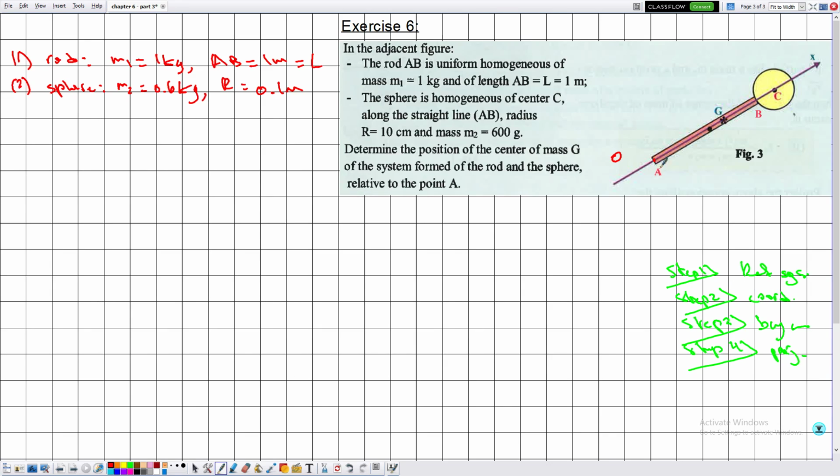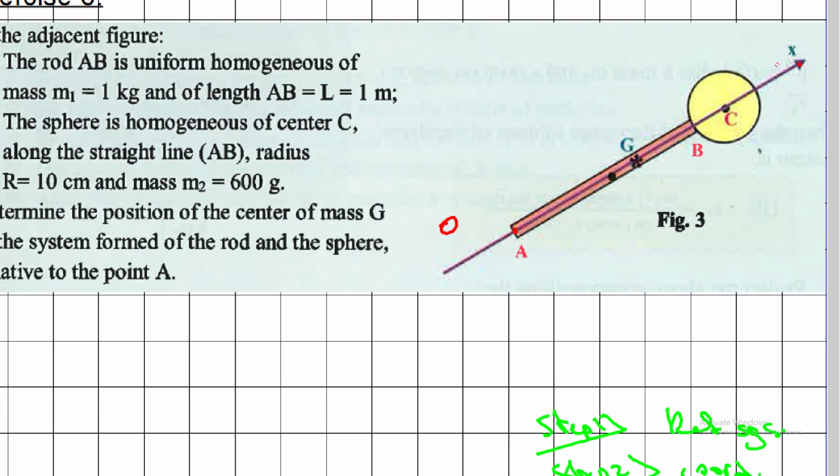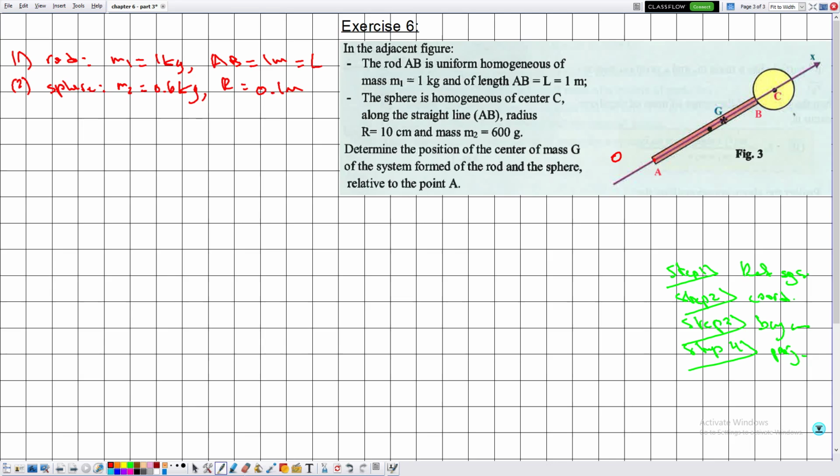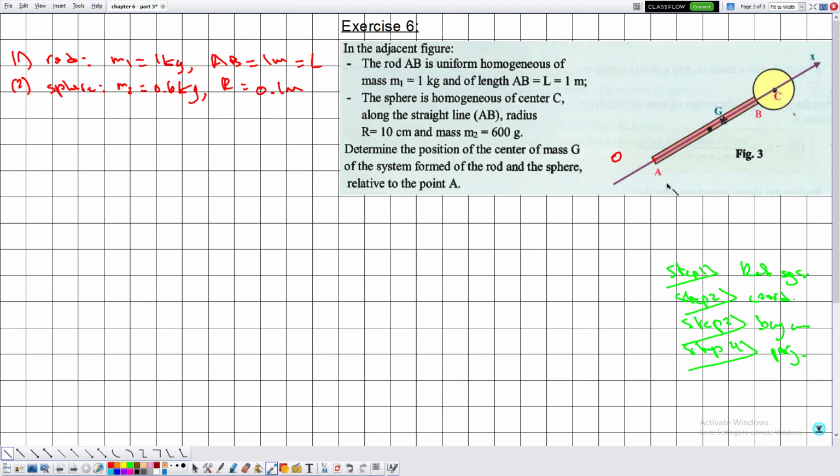So already we have that the point A is the origin, and notice that in the figure they gave me the x-axis, so the y-axis will be just perpendicular to the x-axis at the point O. So this is the y-axis.